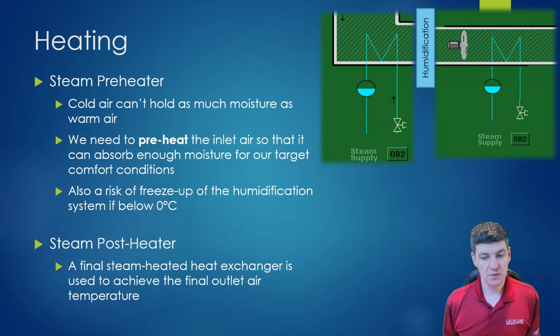The other thing that we want to make sure that we do is we don't pump below zero air through that humidifier. Otherwise, we risk freeze up, and we don't want that to happen in our humidifier. So we preheat the air, and we do quite a bit of heating in advance in order to allow that air to be able to absorb heat and absorb vapor in the humidification section. After it's been humidified, then we continue through, and then we have a post heater afterwards, which is going to be used to bring our temperature to our comfort conditions.